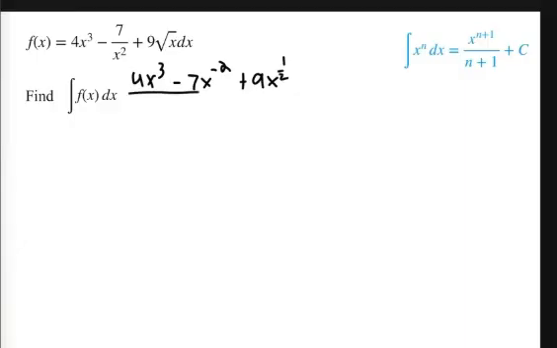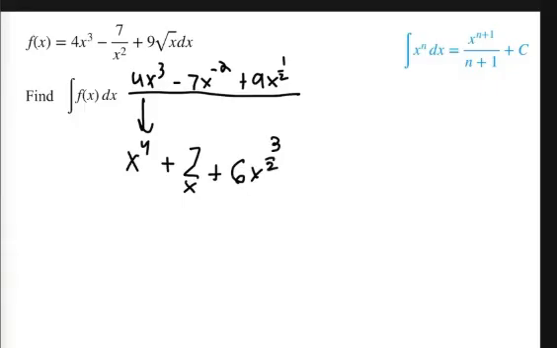So, the first term, the integral of 4x to the power of 3 is x to the power of 4. The integral of 7x to the power of negative 2 is, okay, so the integral of 7x to the power of negative 2 is just going to be 7 over x. And the integral of 9x to the power of 1/2 is 6x to the power of 3 over 2 plus c.